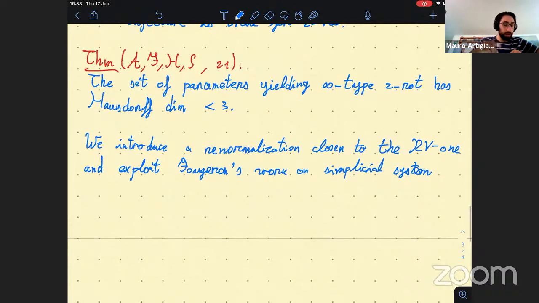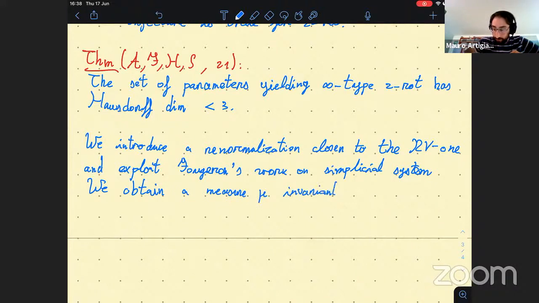So after this, we also exploit Shah's work to do the following. So we obtain, using some thermodynamic formalism, a measure mu, which is invariant under our renormalization.